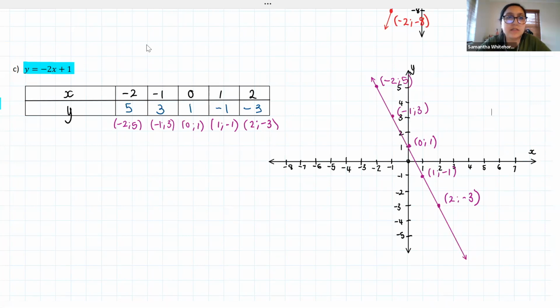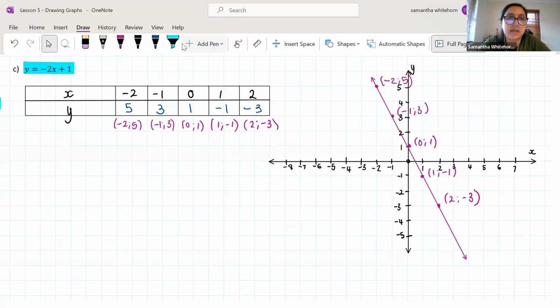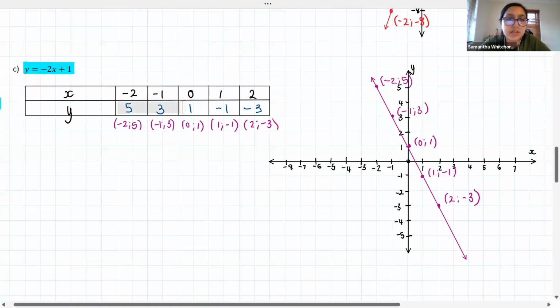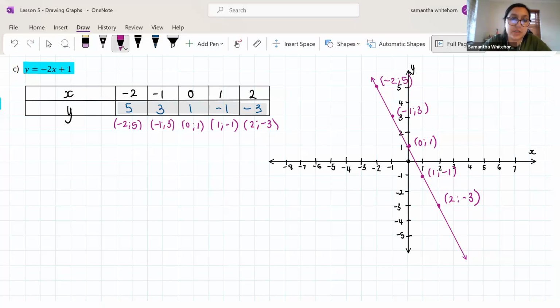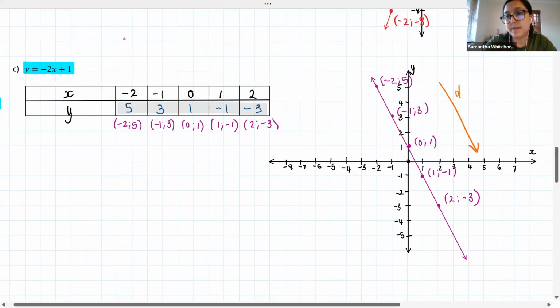Now, the reason this is decreasing, and I'll write it on the graph in a second, is that if we have a look at our output values, we're going from 5 to 3 to 1, and all of those values are decreasing. We're going down. This is why my graph represents that, because a graph represents what the relationship is. So this is now a decreasing relationship, because as the X values got bigger, so we went from -2 to 2, our Y values actually got smaller.